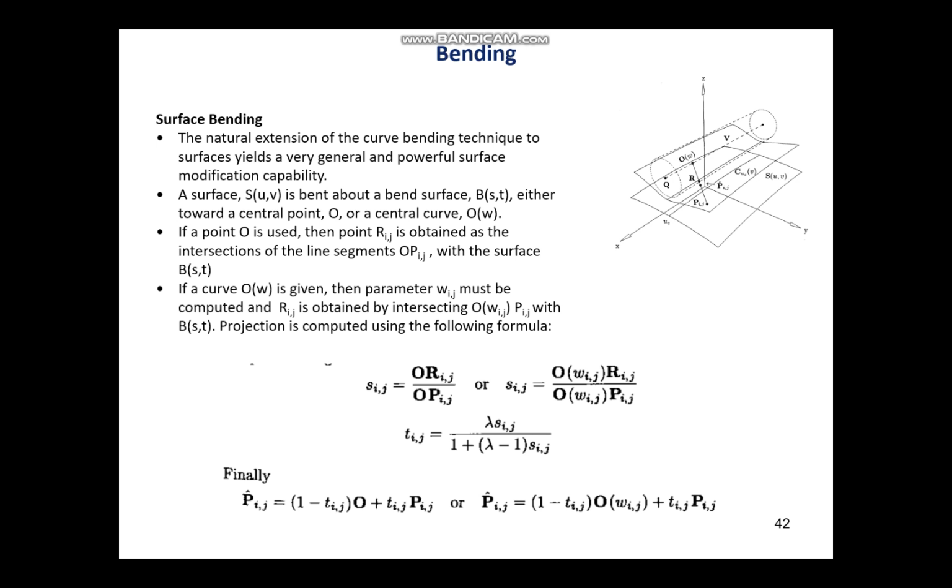If a point O is used, then point Rij is obtained as the intersection of the line segment OPij with the surface B(s,t). If a curve O(w) is given, then parameter Wij must be computed and Rij is obtained by intersecting O(Wij)Pij with B(s,t). Projection is computed using the following formula. Sij equals ORij by OPij, Tij equals lambda Sij by 1 plus lambda minus 1 times Sij, and finally we can compute P-hat ij.